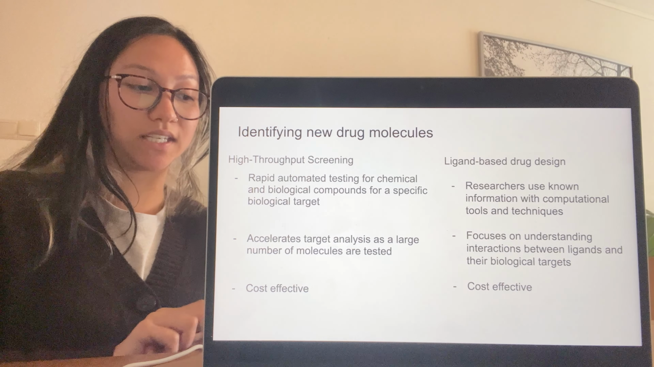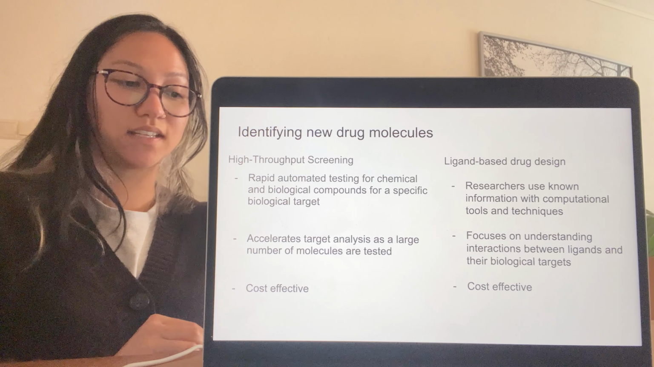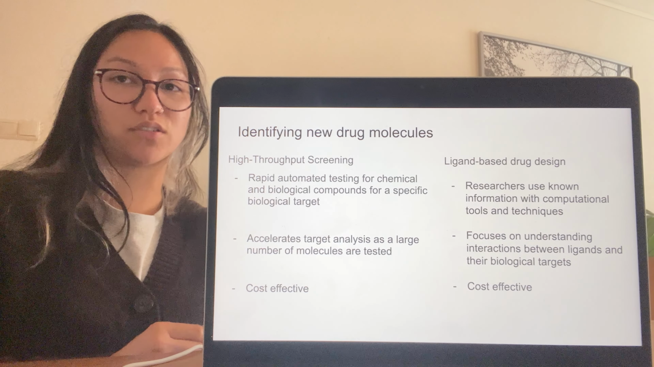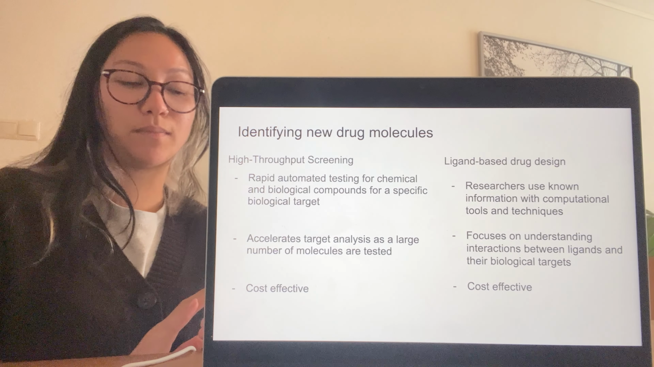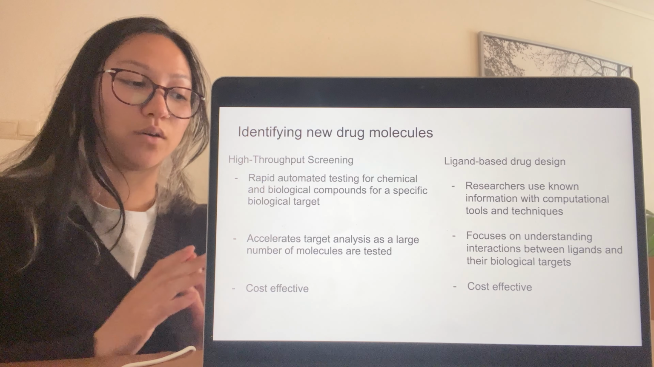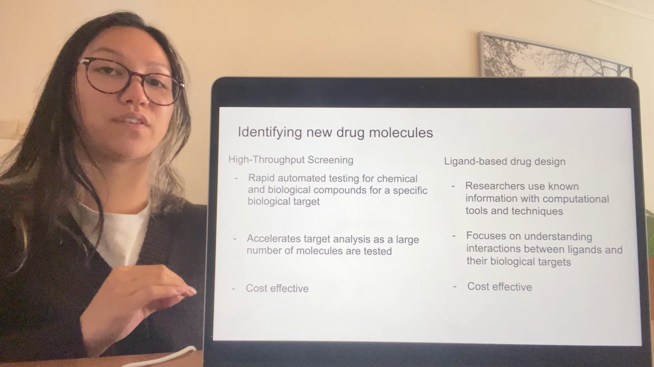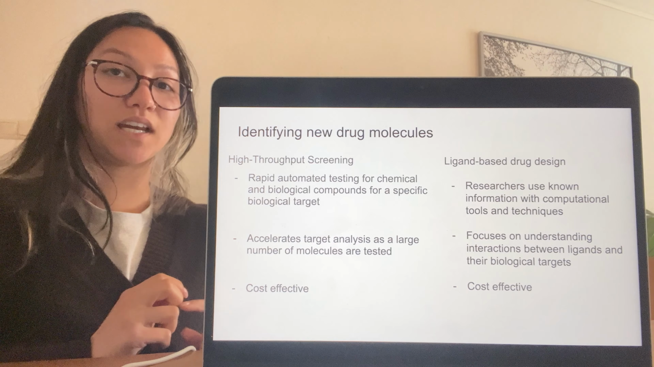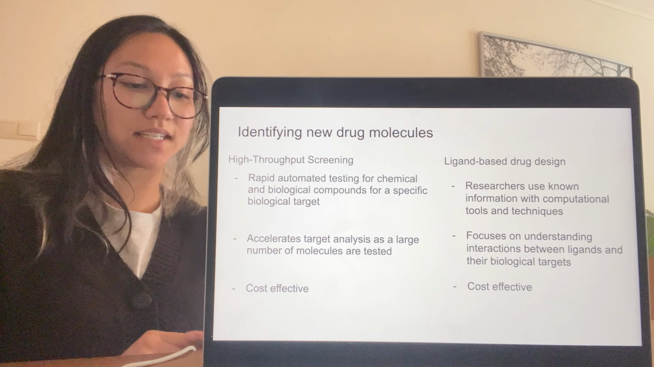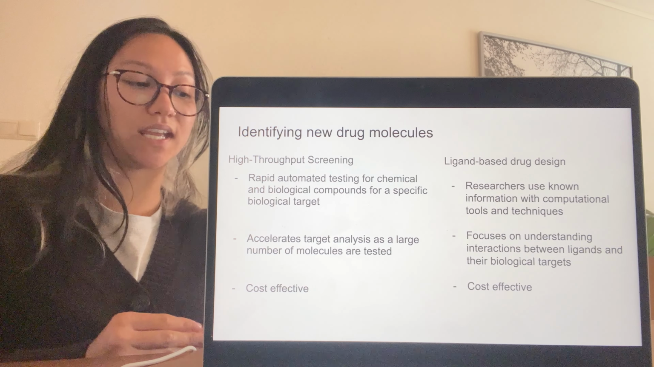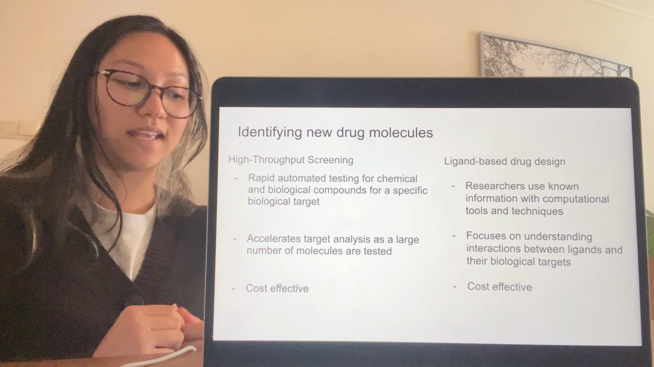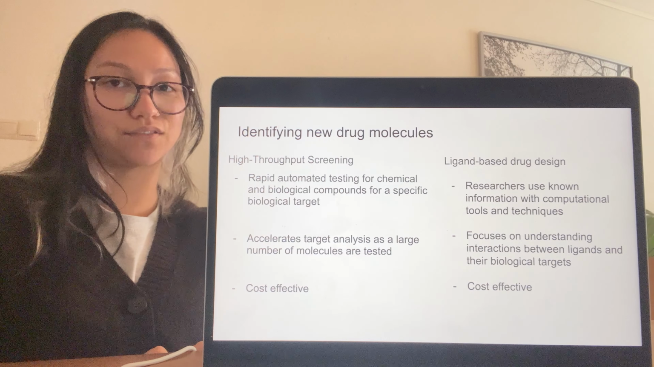High throughput screening accelerates target analysis as a large number of molecules are tested in a cost-effective manner, and molecules that meet the biological target in the desired way are called hits or leads, which are suggestions for starting points for further study. And in ligand-based drug design, or LBDD, researchers build upon existing data and attempt to predict and identify patterns in ligand activity and use them to assist in designing new molecules that are more effective and selective.